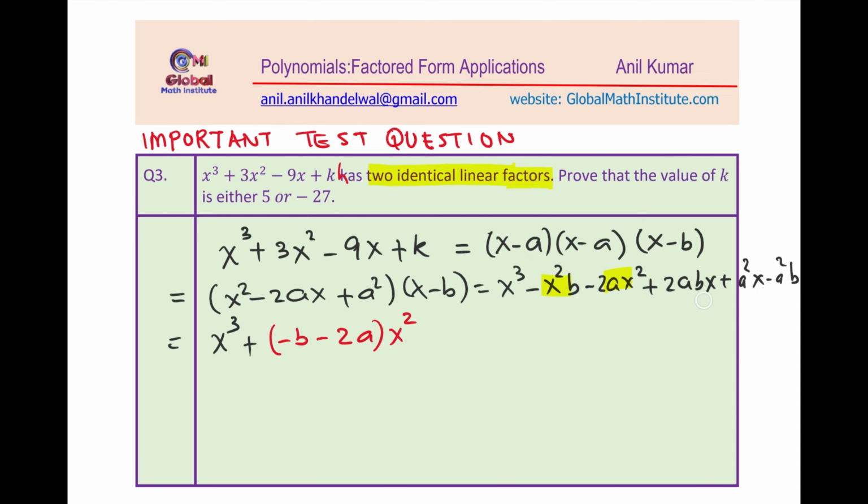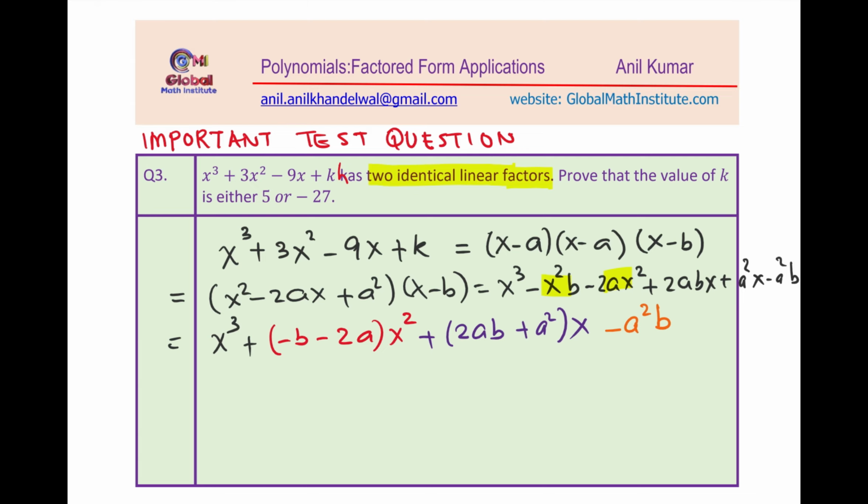So the two terms with x are 2ab and a squared. So we can say plus 2ab plus a square. These are the terms with x. And then we have the constant term, which is minus a square b. Do you see that? So we combine these terms. Once we do that and we compare this with our original equation, then what do we get?